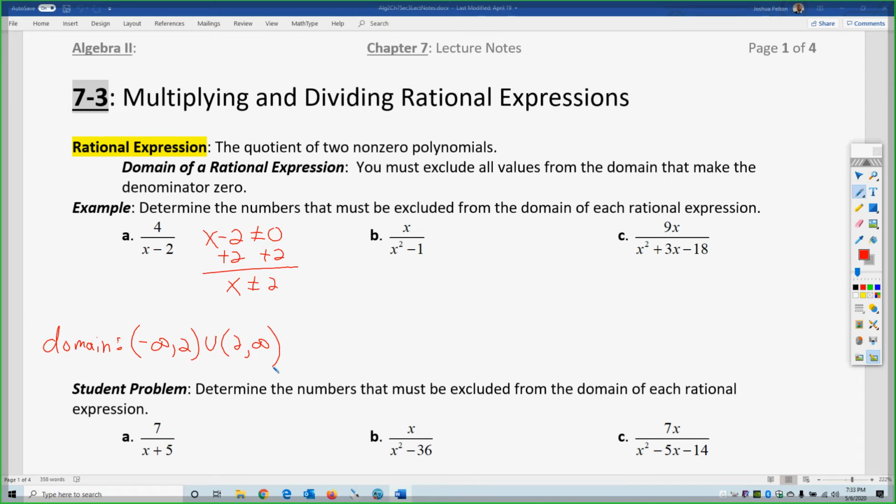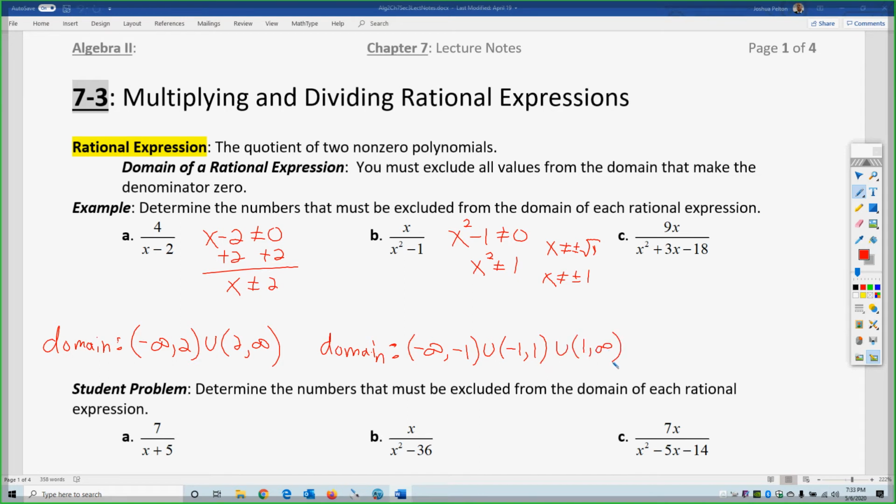Next one, x squared minus 1 cannot be 0. So x squared cannot equal 1. If I square root that, x cannot equal plus or minus the square root of 1, because it's an even root, you have to do plus or minus. So x cannot equal plus or minus 1. My domain here, going least to greatest, can be every value except for 1 and negative 1. So negative infinity to negative 1, union negative 1 to 1, union 1 to infinity.